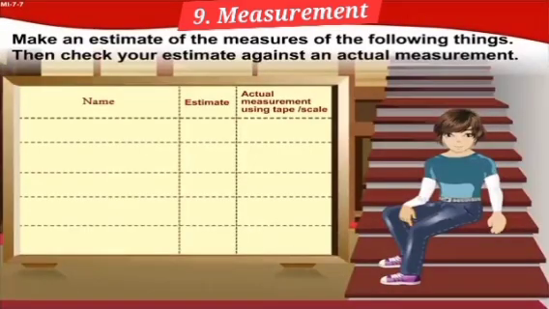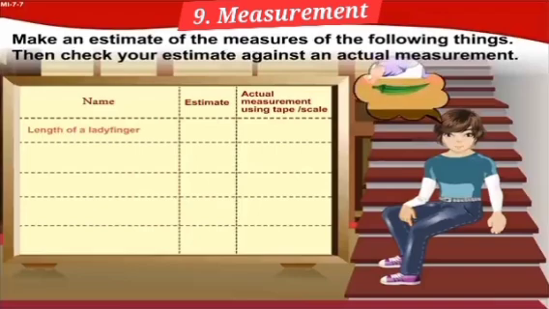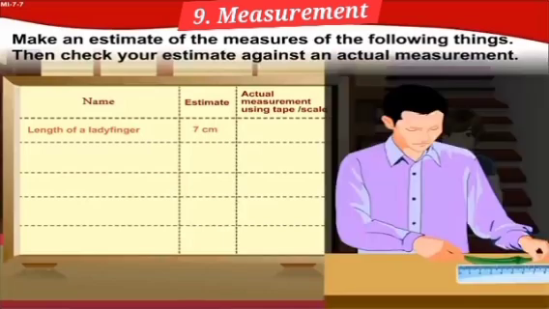Kids, make an estimate of the measures of the following things. Then check your estimate against an actual measurement. Let's do it. Length of a lady finger. Tony estimated it 7 centimeters. But you know what is the actual measurement? Well, the actual measurement is 7.1 centimeters. That's a great guess, Tony.